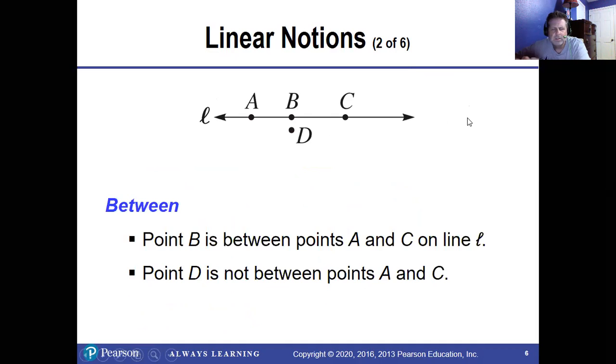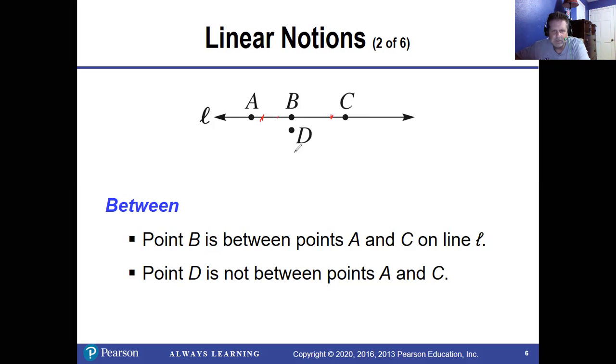So, a term that gets really misconstrued in geometry is betweenness. If you look at this line L, the point B is between A and C. It is on line L, and it is between A and C. But that does not mean it's in the middle. Point B could actually have been here, or here, or here, or over here, as long as it is between A and C somewhere.